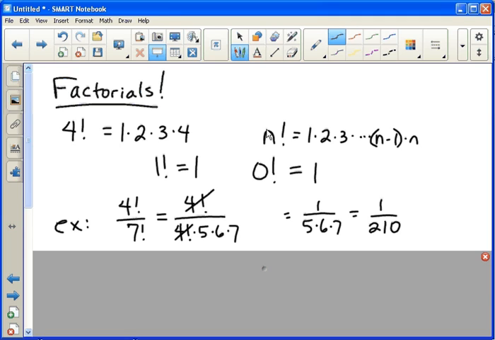So that's the pattern I'd recommend you follow. Figure out which one's smaller, leave it alone. Expand the big one by starting at the smaller one, in this case 4, and then working your way up to that bigger number.